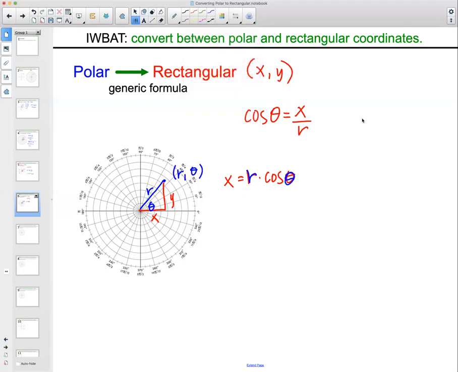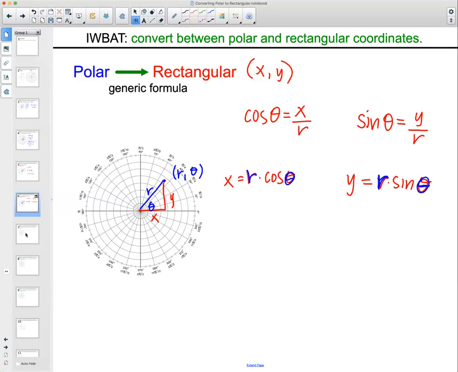For the y coordinate, that's the opposite. So you're going to have sine of theta equals the opposite y over the hypotenuse r. Again, solving for y, we're going to multiply that r up to both sides. So you're going to get y equals r sine of theta, remembering that the radius and your angle are in the polar point that you're given. Then you can just type these into your calculator to get that x and y.